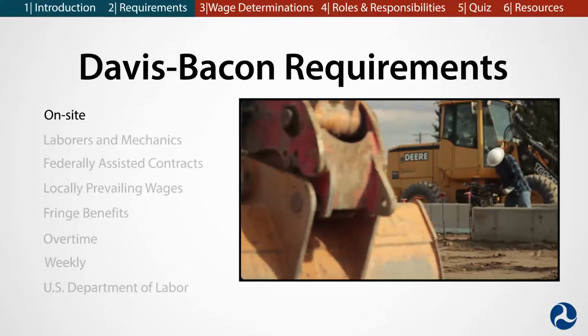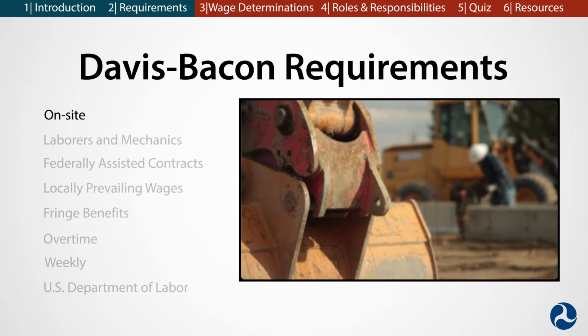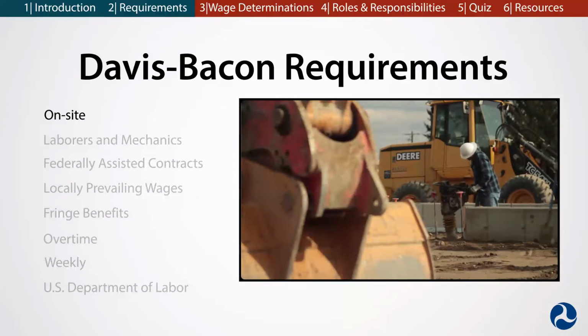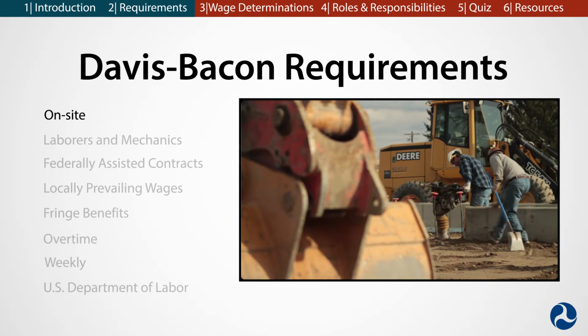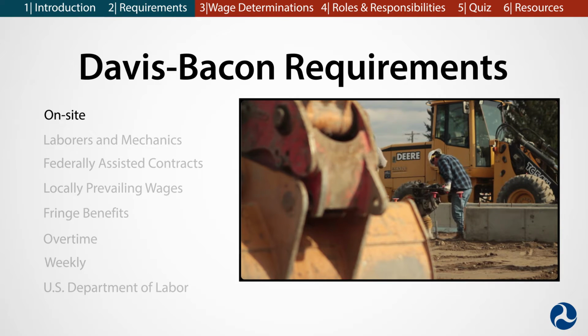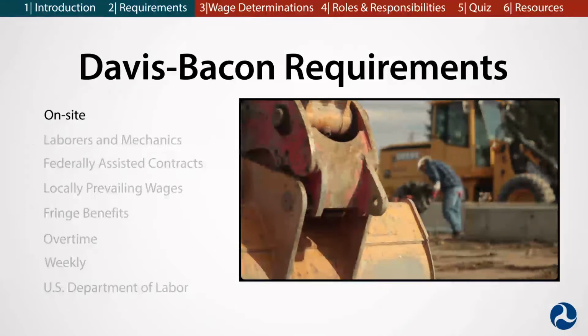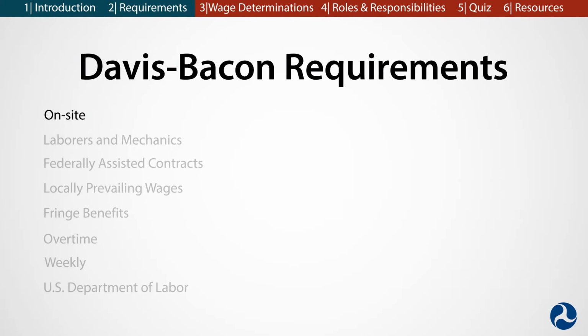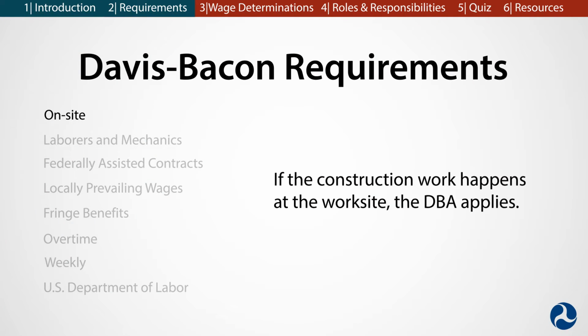On-site. The DBA only applies to work done at the site of work. The site of work is defined as the physical place where the construction actually takes place. It does not apply to work performed at a factory to make a part that is being used for the project. Let's keep it simple. If the construction work happens at the work site, the DBA applies.